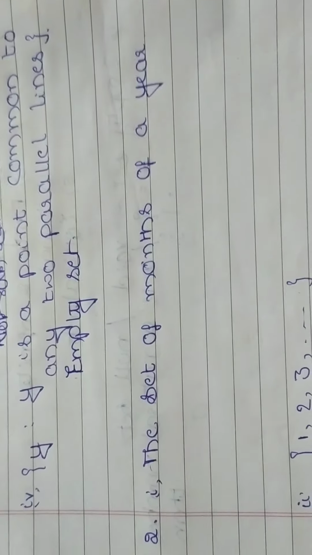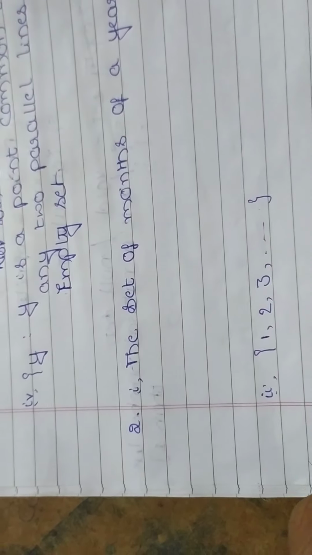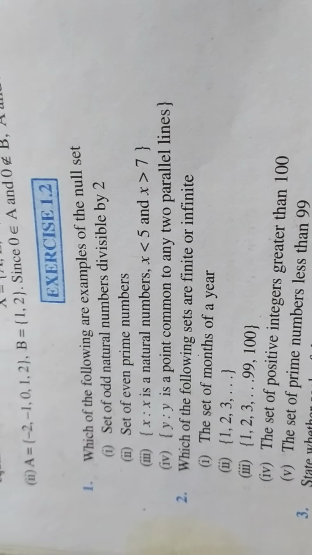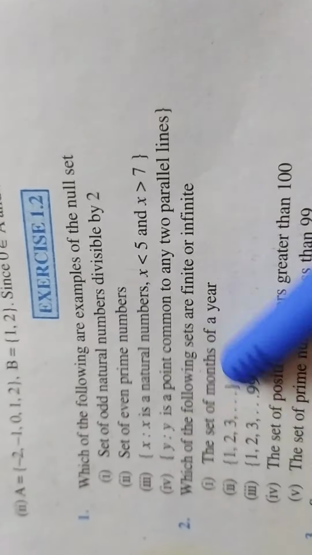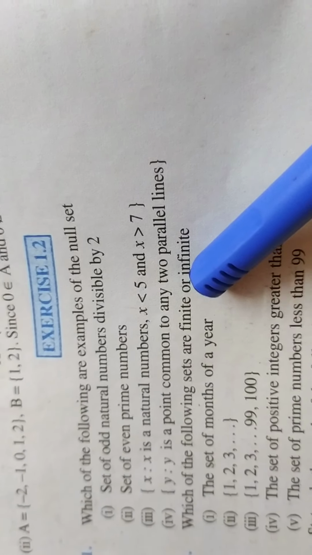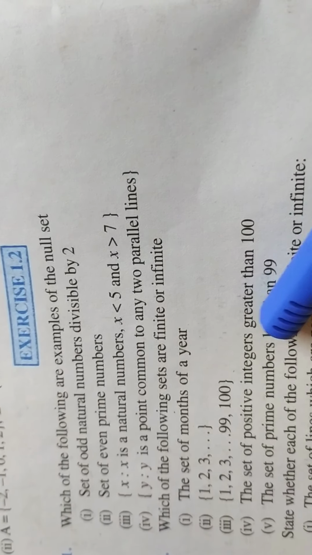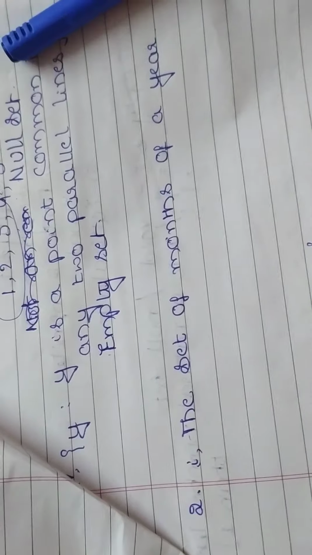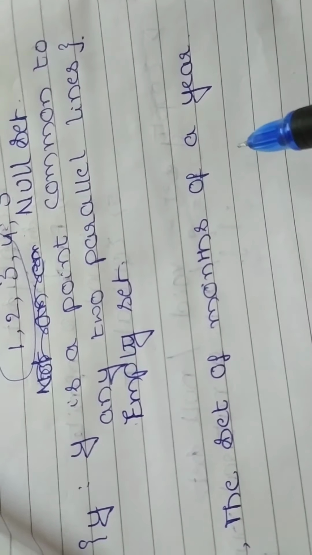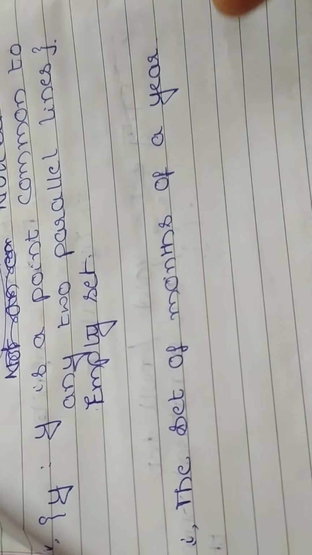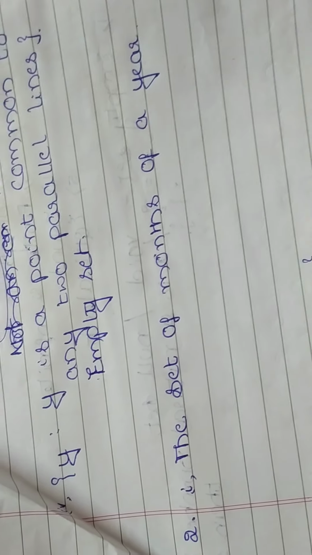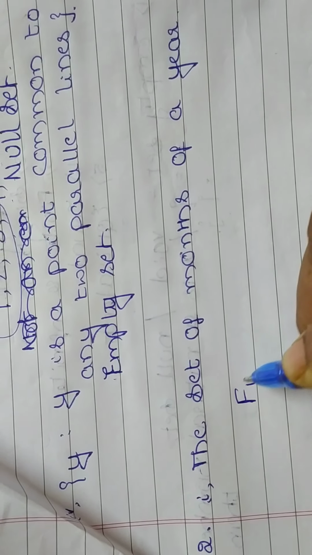Now coming to the next one. So second question. Which of the following sets are finite or infinite? They gave some problems, we have to check whether the given sets are finite or infinite. The set of months in a year. We know there will be 12 months, so they are countable. That's why it is a finite set.